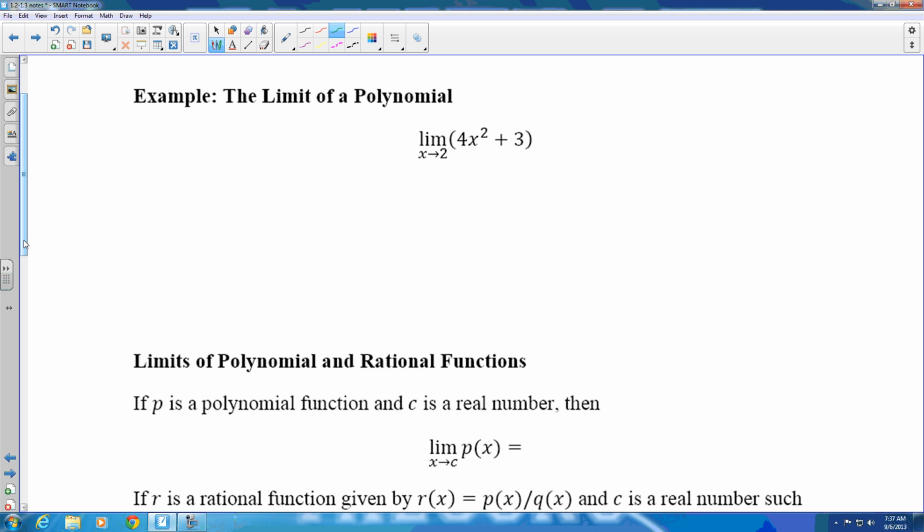Limit of a polynomial. So like I said, since we are just doing direct substitution in this section, this is actually a lot easier than it looks. We are just going to take that 2, which was where we are evaluating the limit, and plug it in for x. 4 times 2 squared plus 3. 2 squared is 4, times 4 is 16, plus 3 is 19.